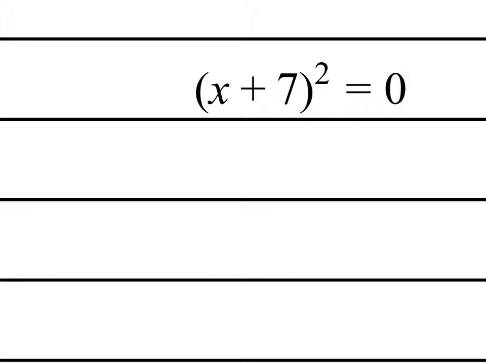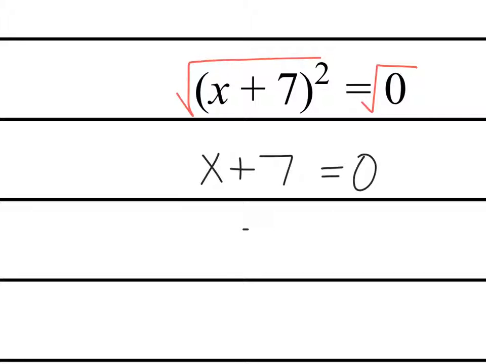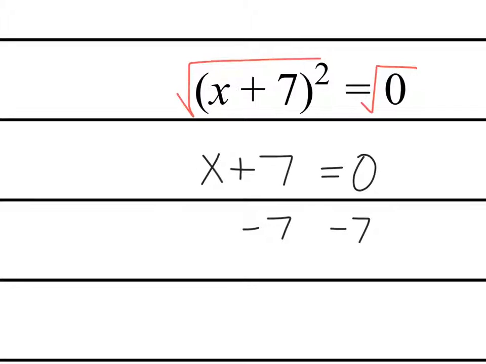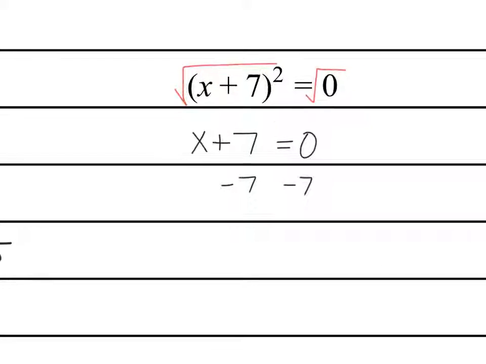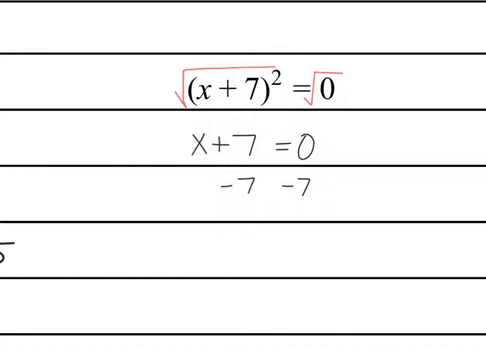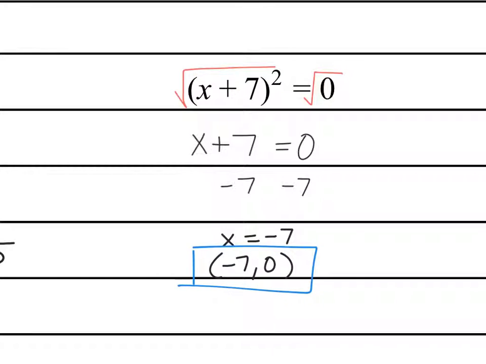Squared term is already by itself, so you can take the square root. What's the square root of 0? 0. Not positive or negative 0, that's not a thing. So you don't have to split it up this time. You can just solve. You get 1 answer, and that's because your vertex is on the x-axis. Your vertex is at negative 7, 0. So negative 7, comma 0. That is your point. All right.